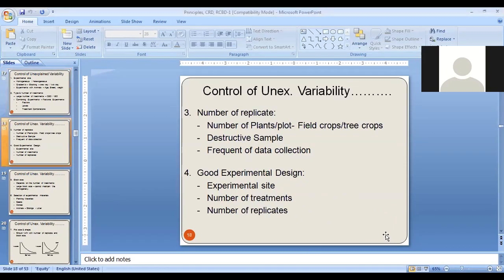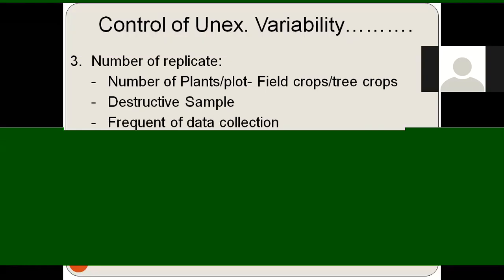Right, maybe this is the place where I stopped last time. Is that right? Some of you don't remember. Right. The control of unexplained variability continues. The number of replicates, how do we decide the number of replicates? When you talk about the number of replicates, what do you mean by number of replicates?